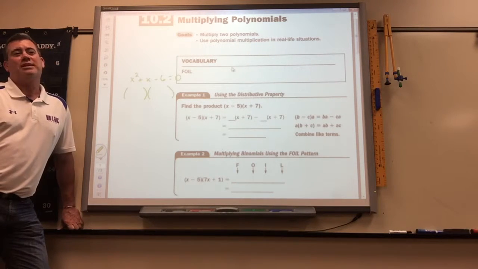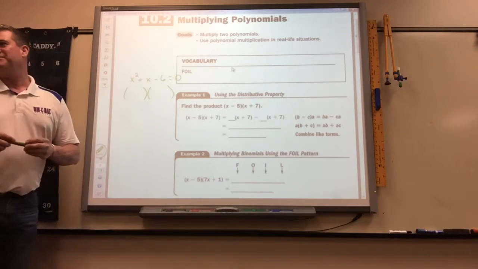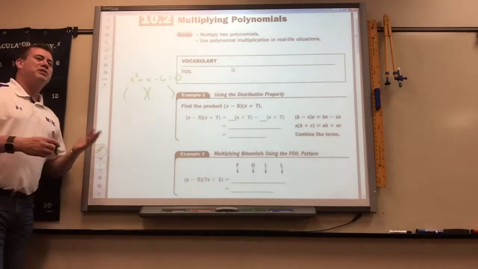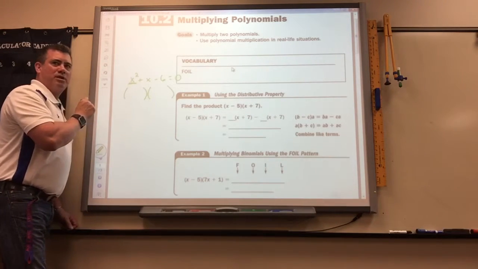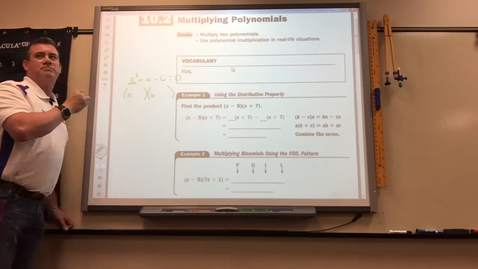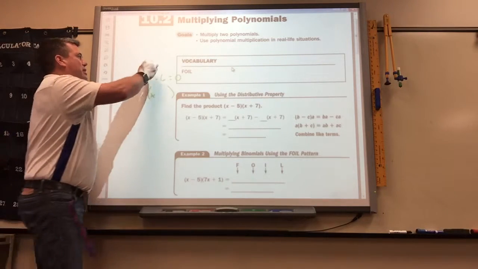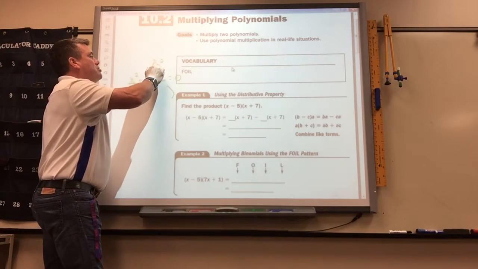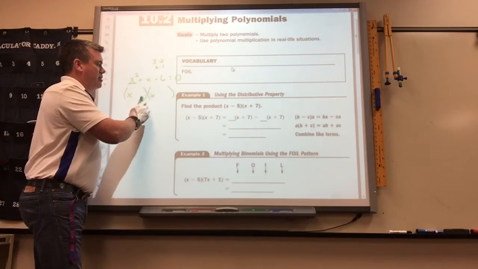It's also called double bubble. You've done that? So what can I take times itself to get an x squared? Square root. X times x is x squared. What can I take times a 6 to get a 6? 3 times 2. I could also do 6 times 1. So it's one of these two that I put here.